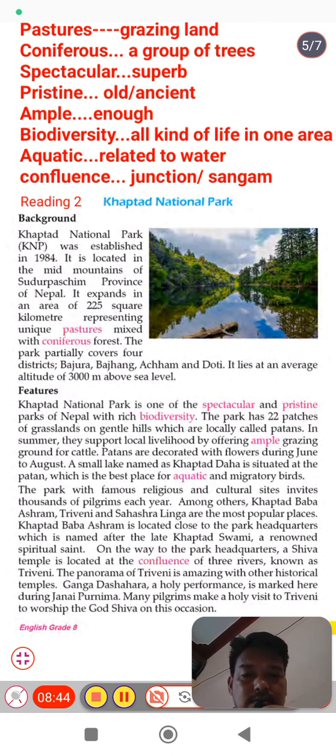Many pilgrims make a holy visit to Triveni to worship the god Shiva on the occasion. So on this occasion, many pilgrims visit Triveni to worship the god Shiva.